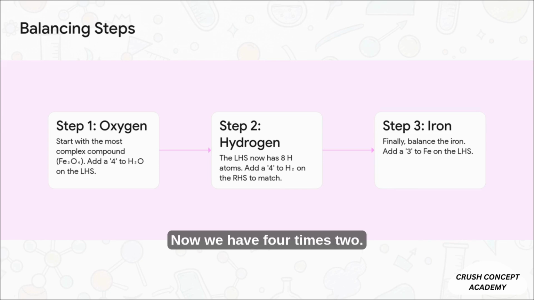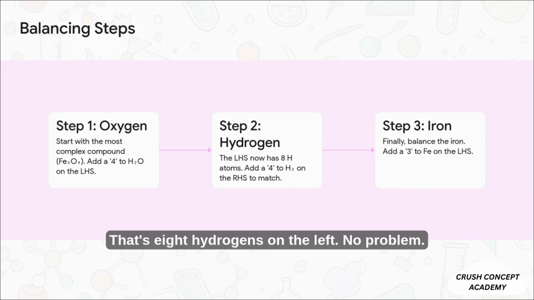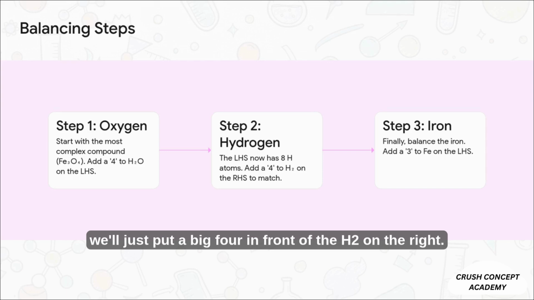Now we have 4 times 2. That's 8 hydrogens on the left. No problem. To match that, we'll just put a big 4 in front of the H2 on the right. Almost there. Last step, let's balance the iron.